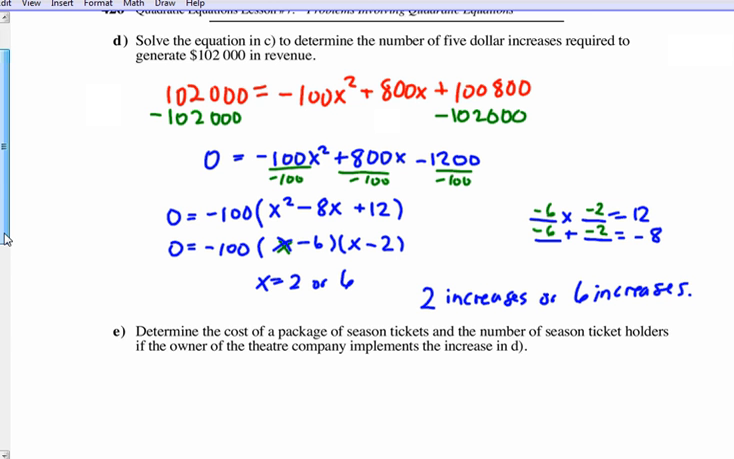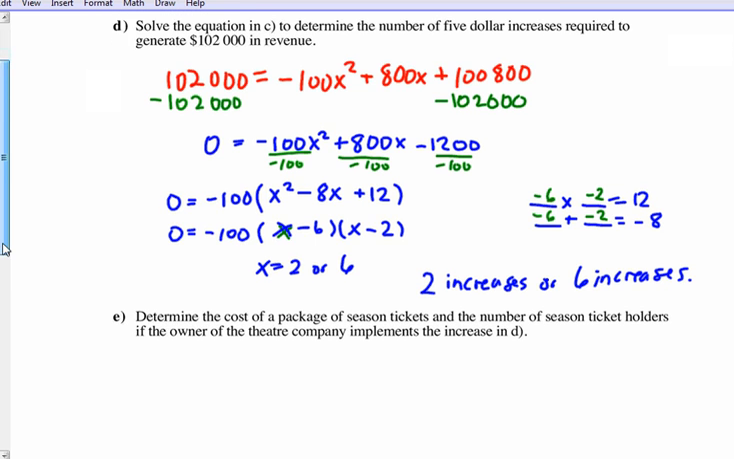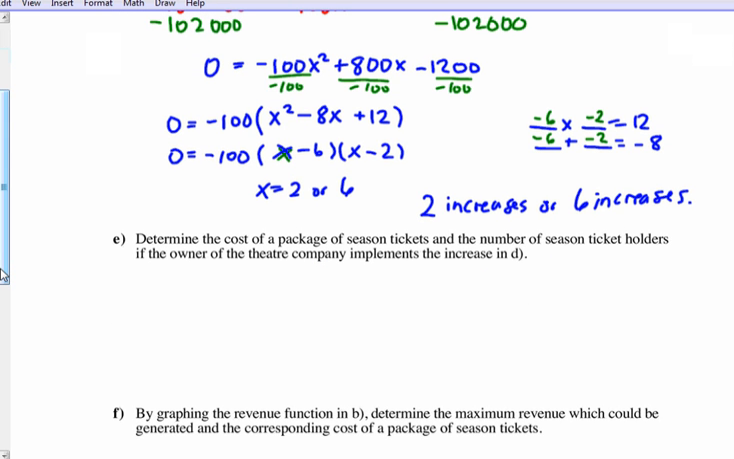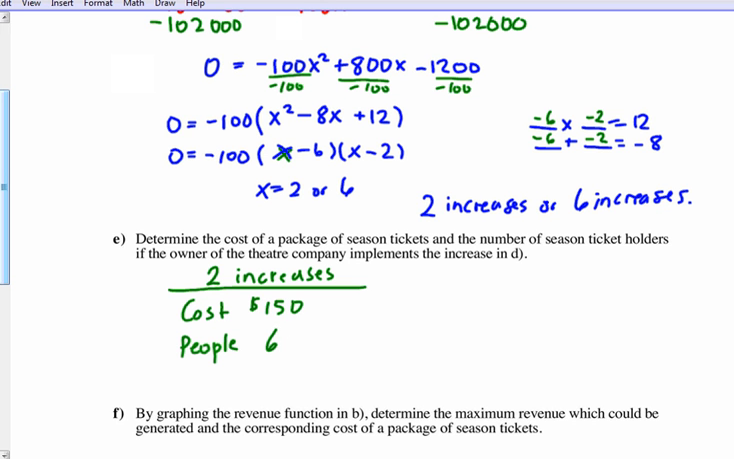Okay, so determine the cost and the number of people. If it was 2 increases versus 6, we want to know what the price would be and how many people we would have. So for 2 increases, what would be the new cost? $150, because we add $5 to the 140 for each. So 2 increases, how many people would we have? Remember, we started at 720, so we're minus 20 for each one. So that would be 680.